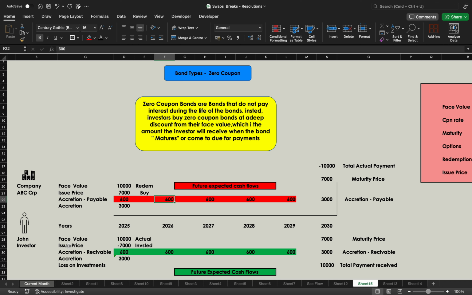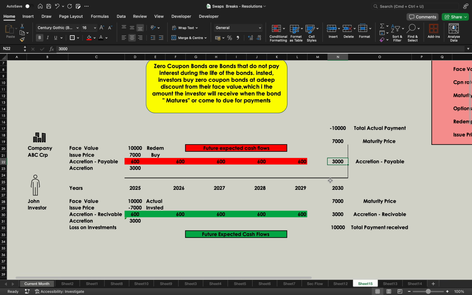So every year the company will record 600. This is how you can see the schedule of future expected accretion cash flow payable, and the total amount would be 3000. At the time of maturity, as the company had received 7000 as investment, this amount plus the accretion total, the discount which was offered, so totally the company will pay 10000 to the investors.